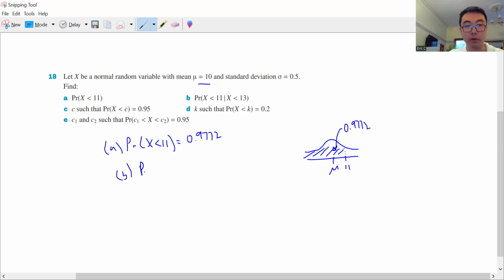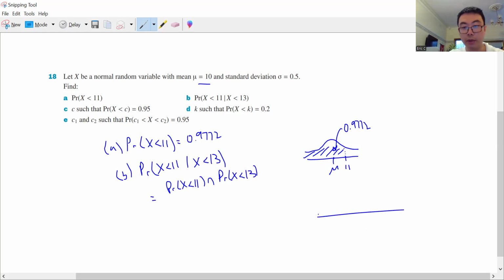For part B, the probability of X is less than 11, given X is less than 13. So this is a conditional probability. The numerator is going to be the probability of X is less than 11, intersect with the probability of X is less than 13. So what I would normally do is draw up a number line. This is negative infinity, and this is 11 here, and this is 13 here. So this should be an open circle.